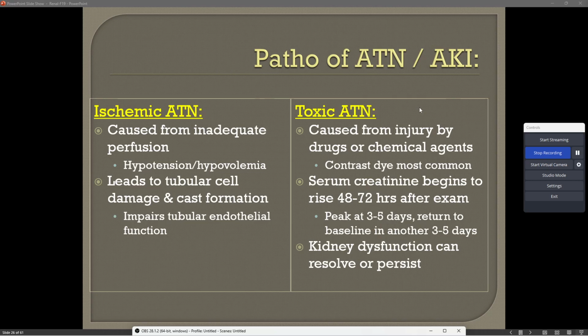Serum creatinine elevates 48 to 72 hours after the exam. Put a star next to that, please. That's a big one. If you're going to see a rise in serum creatinine related to iodide injury or contrast injury, it will be roughly 2 to 3 days after. Peak is 3 to 5. Return to baseline should be in another 3 to 5 days. 10 days total at maximum. Kidney dysfunction can resolve or persist. I'd say in most instances it is resolved, but the risk does exist that it could continue on potentially.